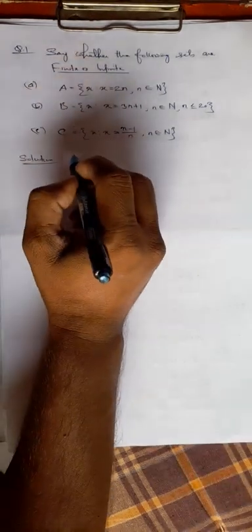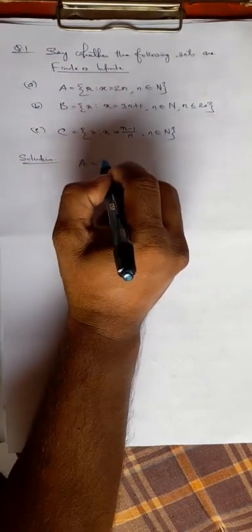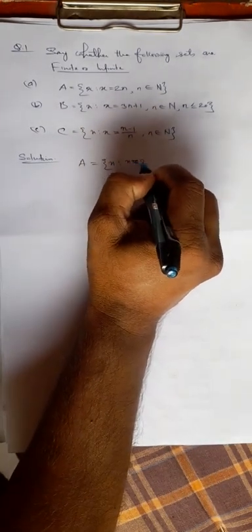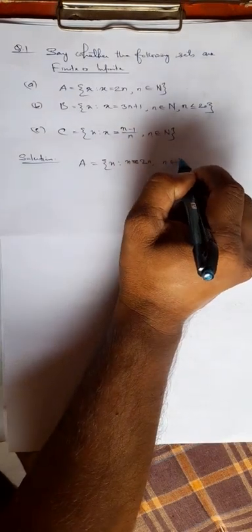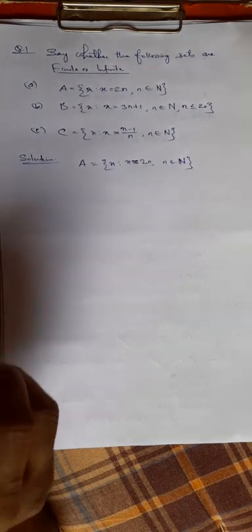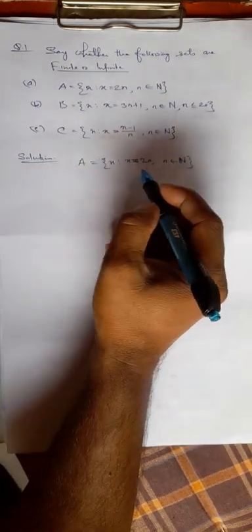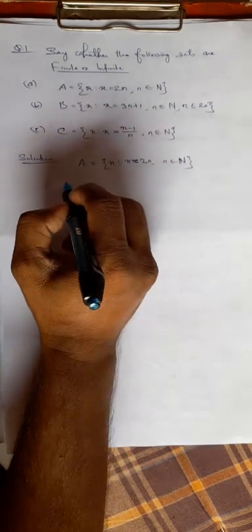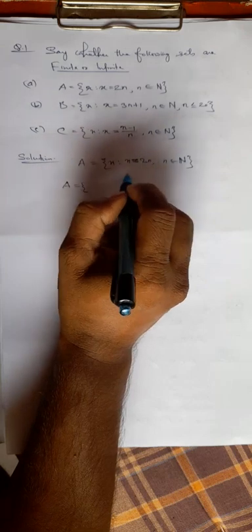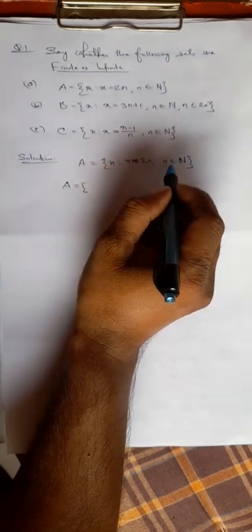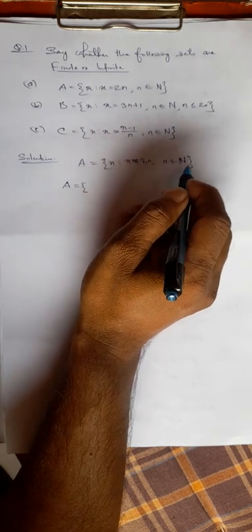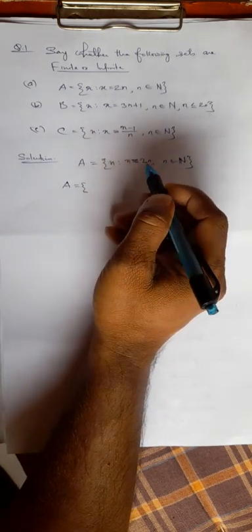Set A, here A equals {x such that x equals 2n, n belongs to the set of natural numbers}. Now can we find the elements of this set in tabular form or roster form? Let us try to find the elements of this set in tabular form. Here x equals 2n, where n belongs to natural numbers, n equals 1, 2, 3, 4, 5, etc.